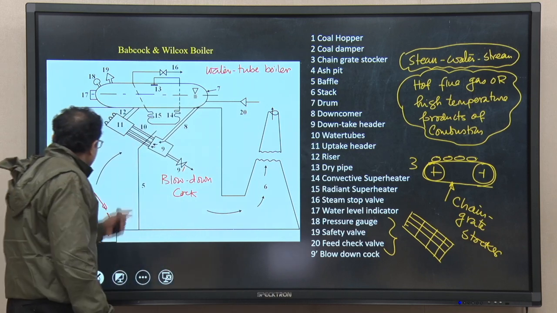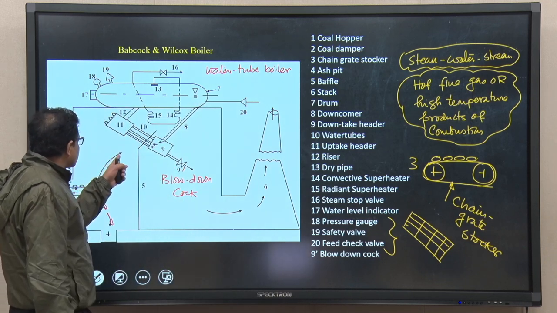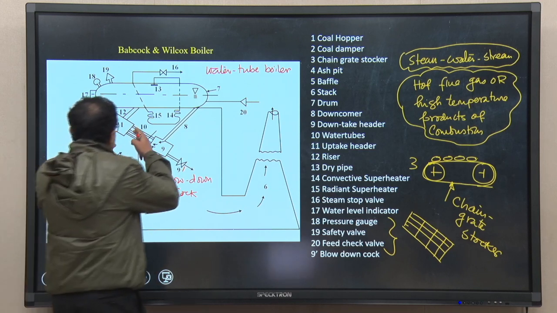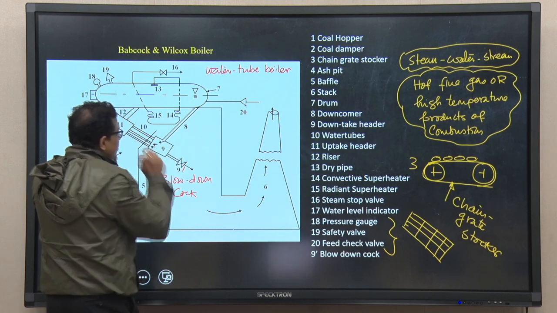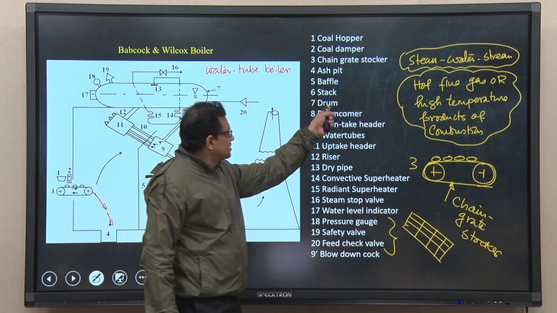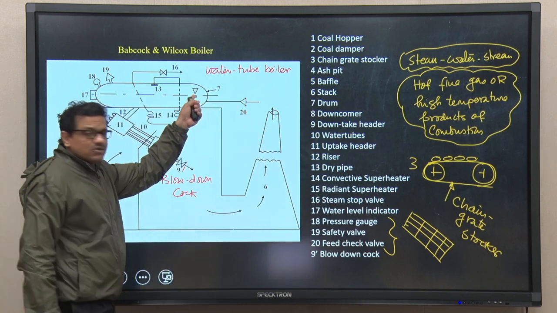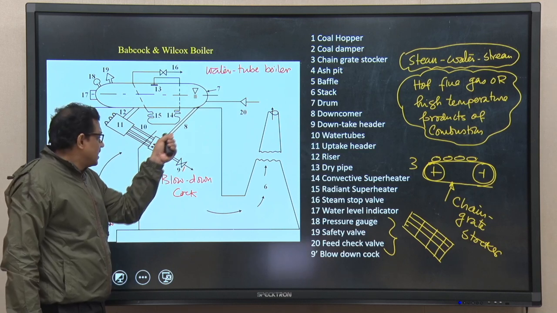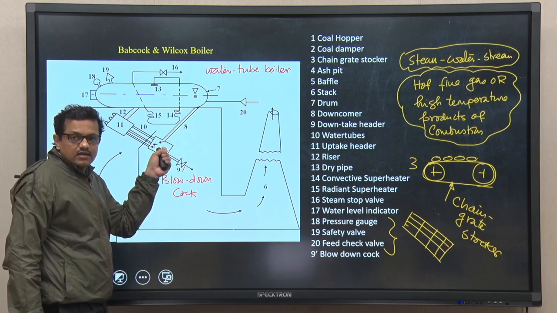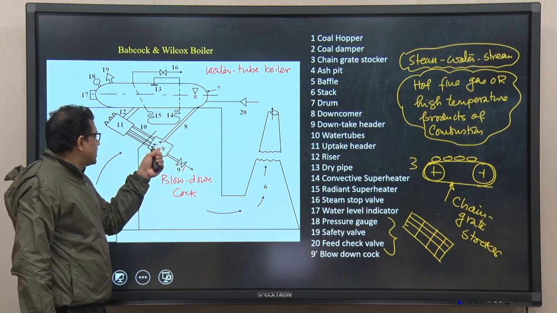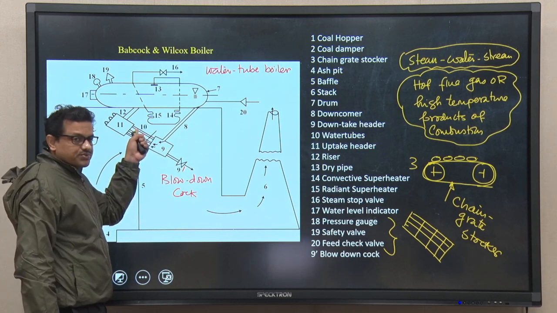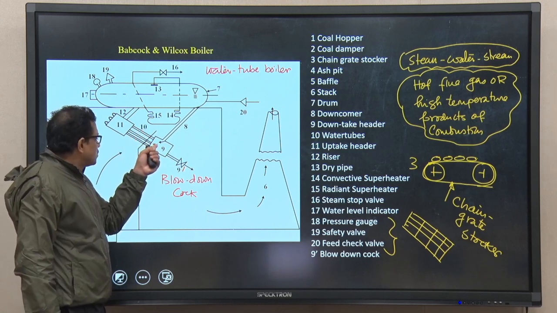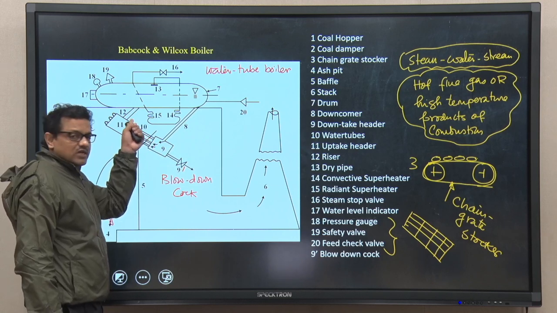Okay. So, when the high temperature products of combustion are moving upward, we come to discuss 7, that is the drum. It contains water. Water from the drum comes through 8, the downcomer, to 9, which is called the downtake header. From the downtake header, water passes through the tubes, shown by 10s. There are three different tubes shown over here. That water will move through the tubes.